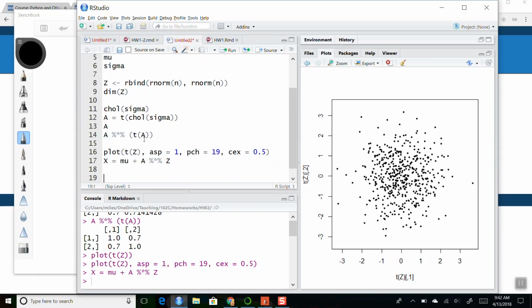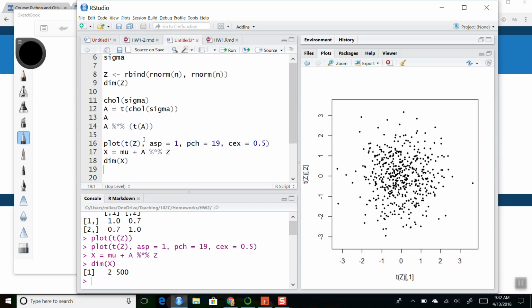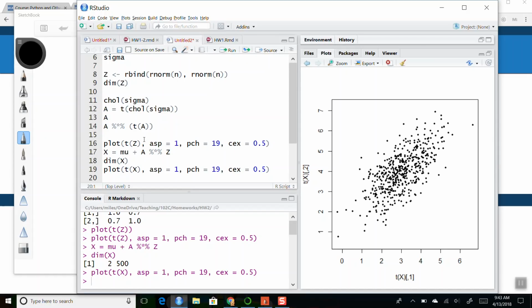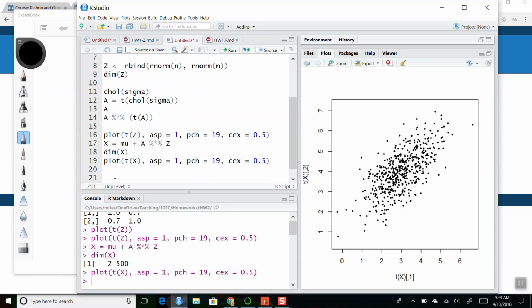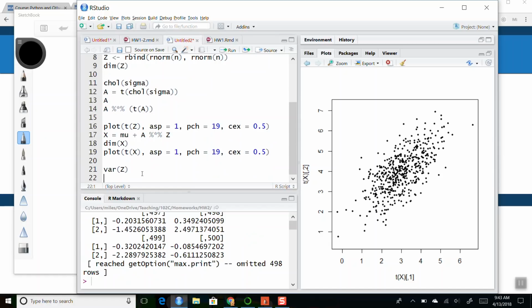And that's that. Okay? And then let's ask for the dimensions of x. 2 by 500. Let me plot the transpose of x. Just copy this actually. Okay, and there you go. And so now we have a bivariate normal. We can ask, what is the variance of z? Oops, I've got to do the transpose of z.